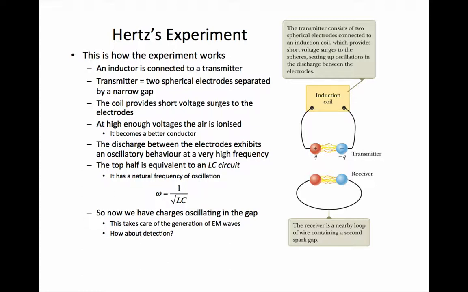energy will be emitted. The expression for the resonant frequency is omega, the angular frequency 2 pi f, equals 1 over root LC. So if you know the value of your capacitor and your inductor, then you know the frequency that your electromagnetic waves are being emitted at.